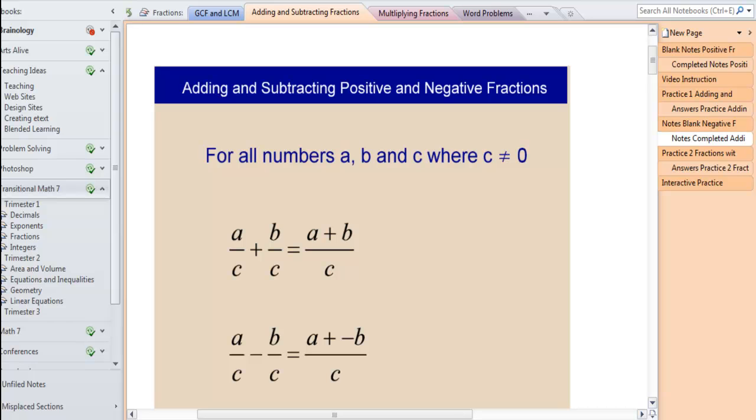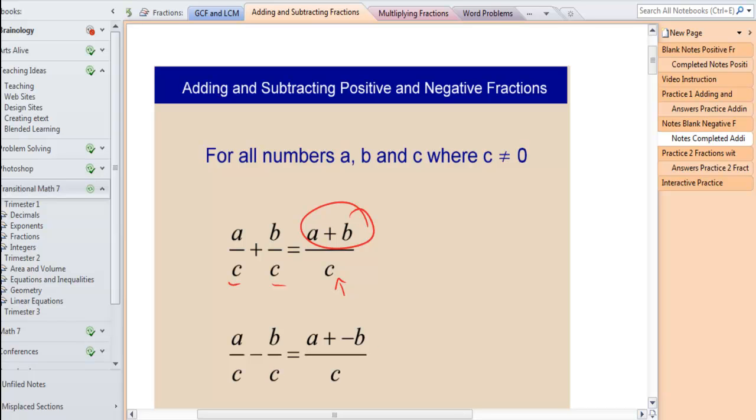So when we add and subtract fractions, sometimes they're going to have negatives in them, and we'll be applying our integer rules and our fraction rules at the same time. So this is the basic algebraic rule for fractions written out. When you have two fractions that have the same denominator, you add the numerators and you keep the denominator. We know this very well.